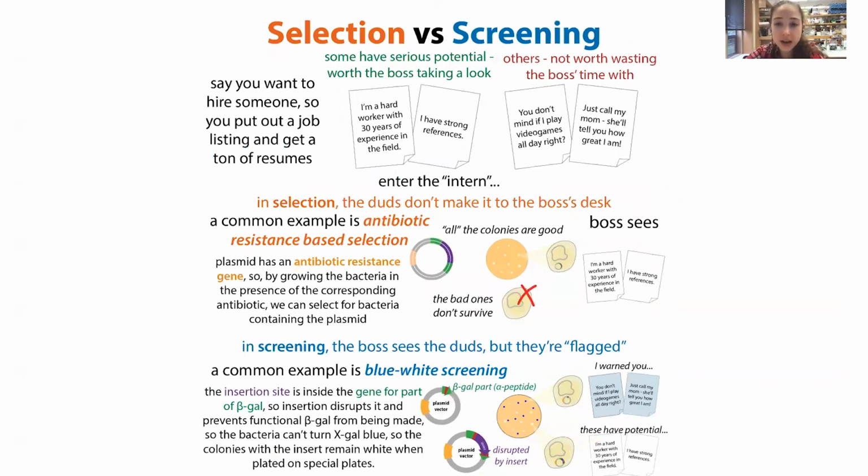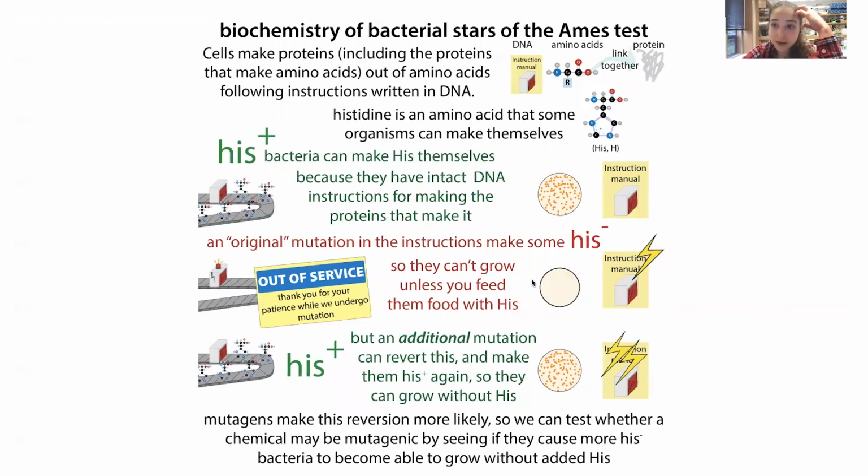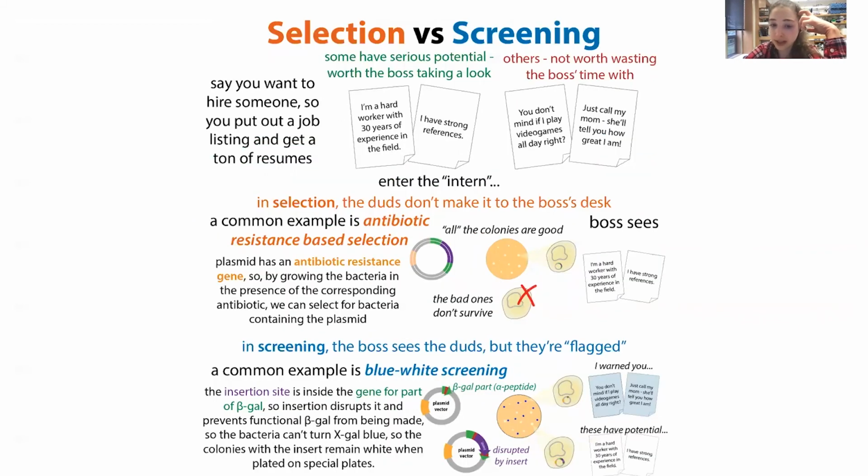So with bacteria, as I said before, we often use antibiotic-based selection. So just a couple terminology notes. Selection is basically where we are only allowing certain bacteria to grow if they have something. So in this case, we are only allowing the bacteria to grow if they had a reversion mutation that allows them to make histidine. So that's a form of selection.